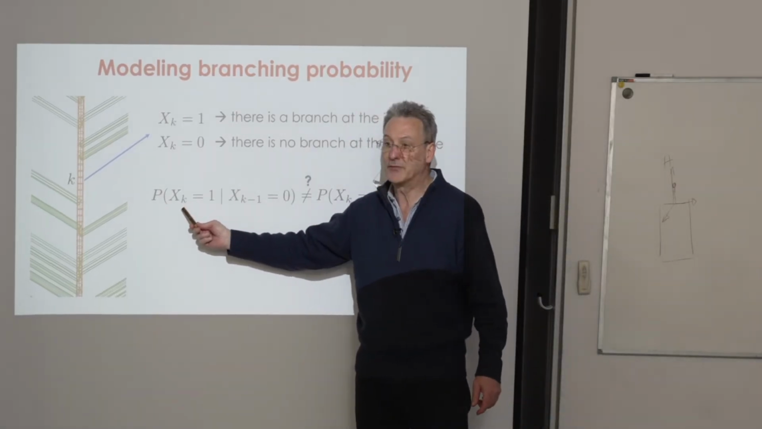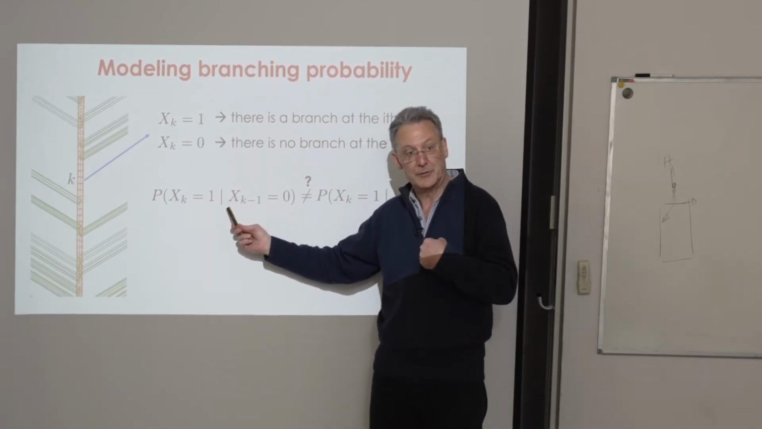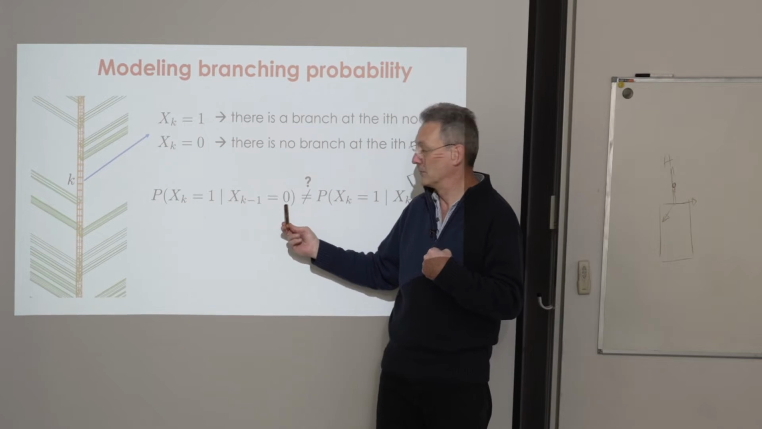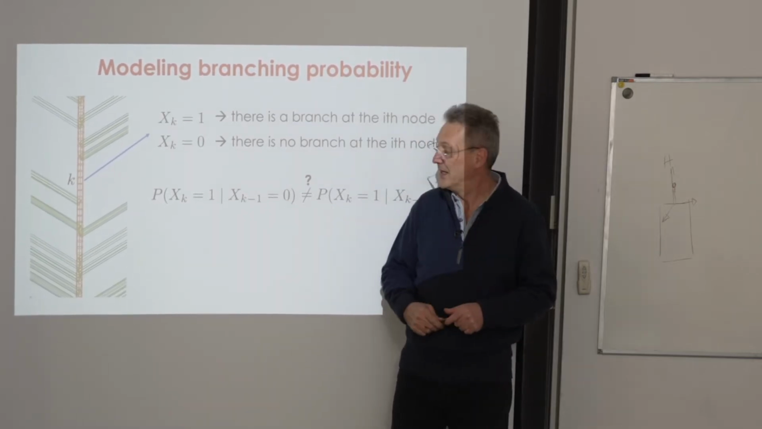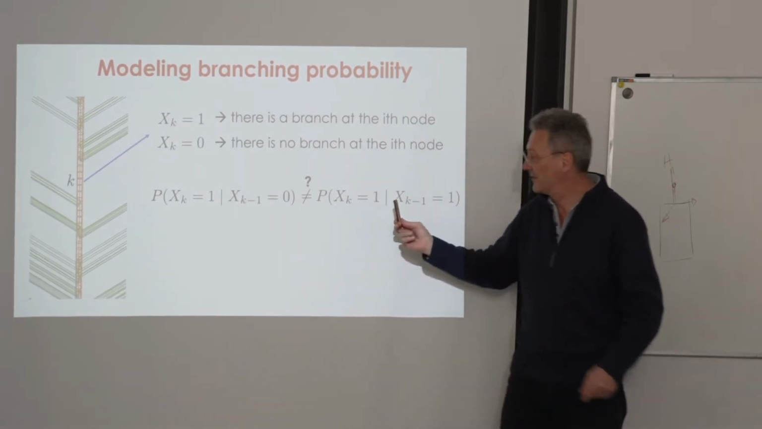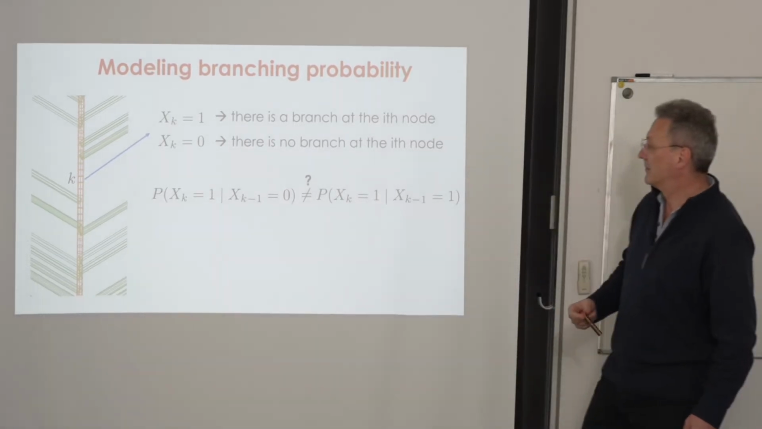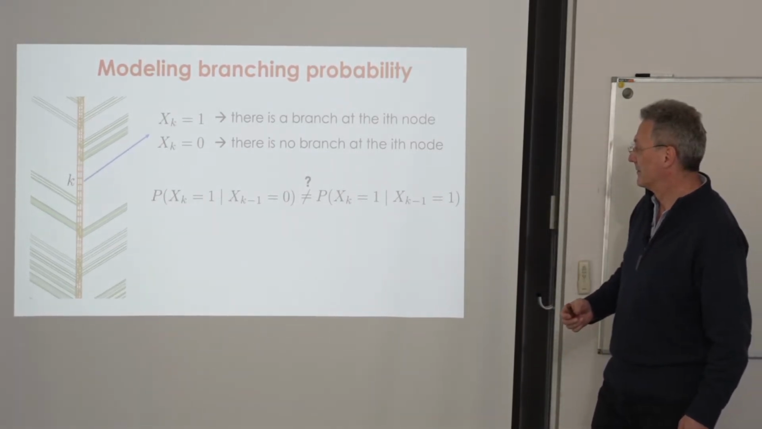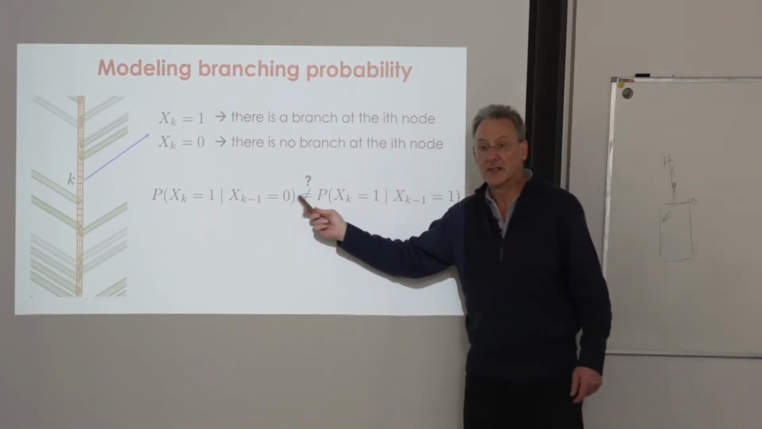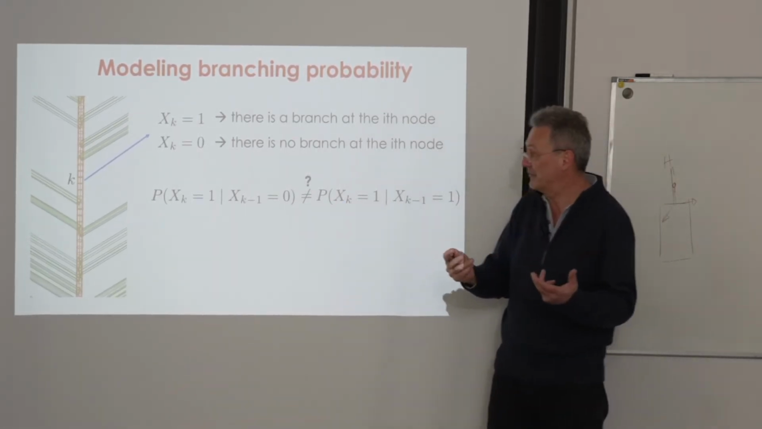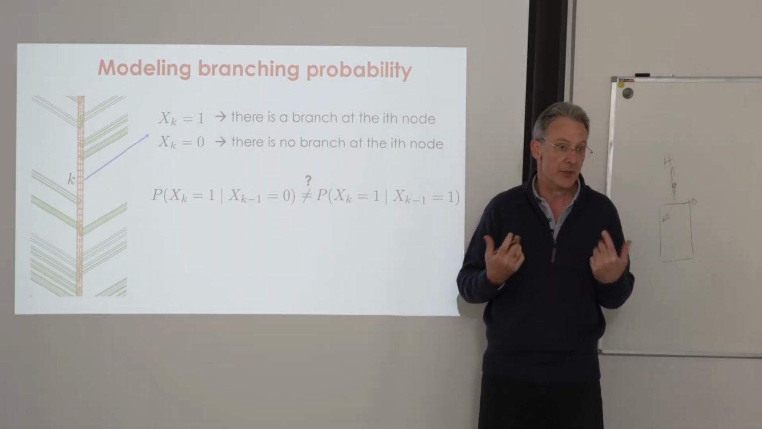What is the probability, at node K, of observing a leaf, knowing that at the previous node I observed no leaf? Okay? If this probability is not the same as the probability of observing a leaf, then, if at the previous node you had a leaf, the probability to observe a leaf actually depends on the node before. So I need to take into account what occurred on the node before.